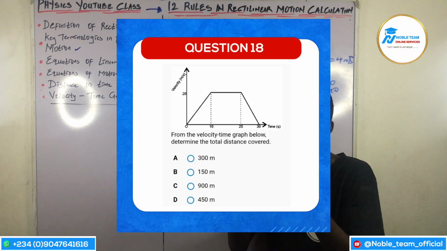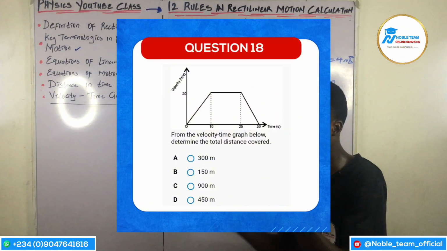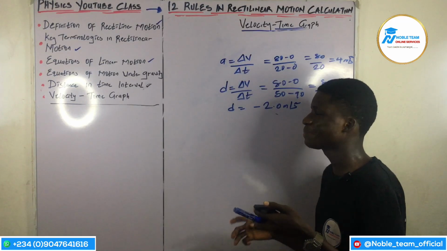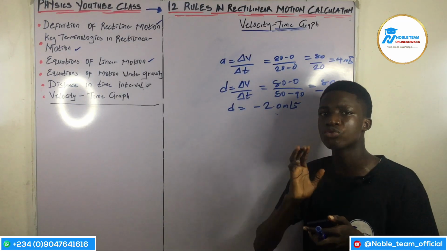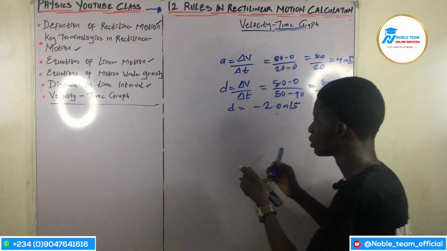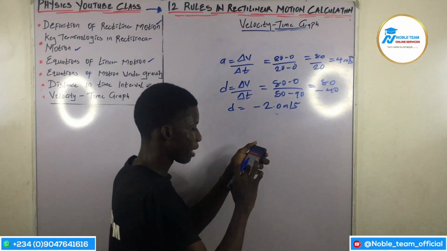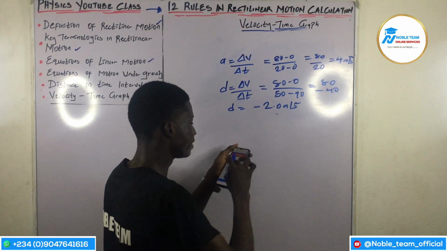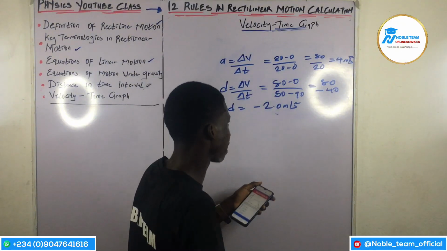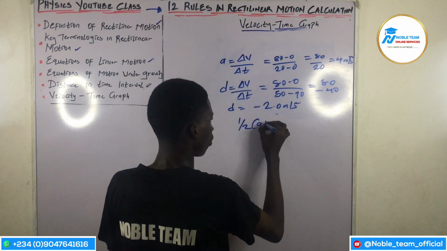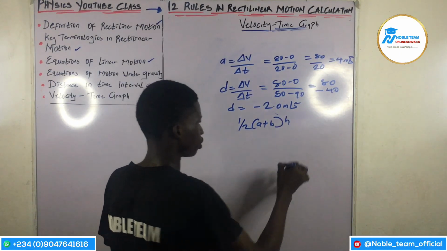Now let's solve question 18. Question 18 says, from the velocity time graph below, determine the total distance covered. Now in this particular question, I'm going to be using the trapezoid method because it is the easiest method. Look at the diagram very well. We are asked to get the total distance, which is going to be half bracket A plus B bracket H, which is for the trapezoid.